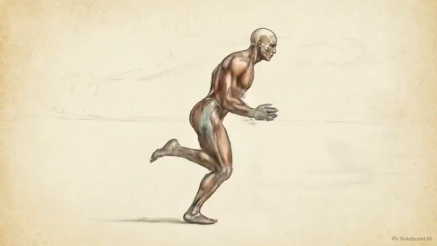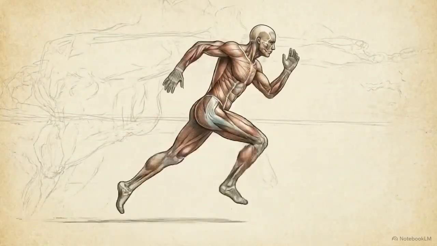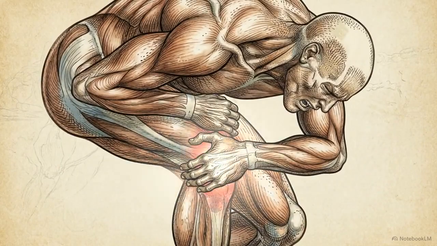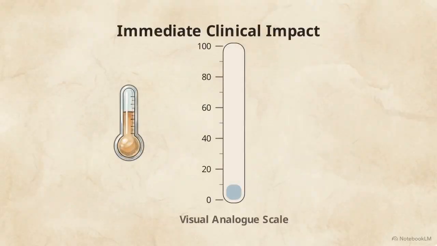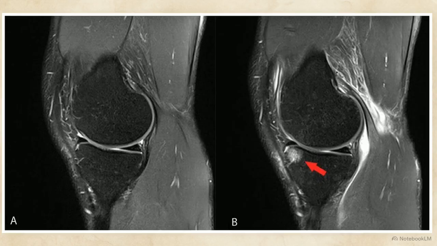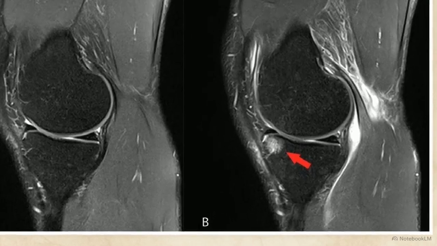If chronic abnormalities are often asymptomatic, what happens when a player suffers a genuine acute injury during the season? The clinical reality of an acute injury is immediate. On average, pain scores spike by nearly 30 points. These scans provide a longitudinal view before and after an incident injury. Image A is the early season baseline. Image B follows a reported injury.